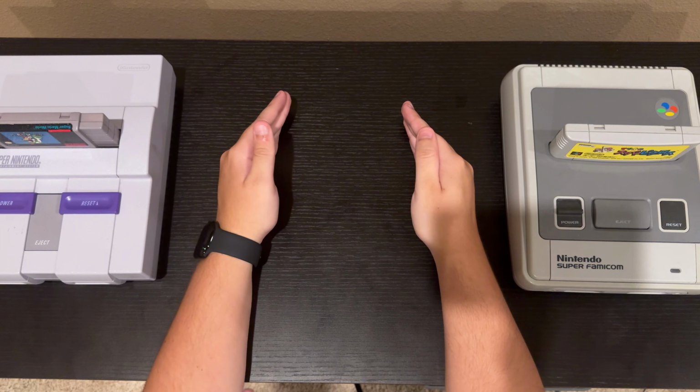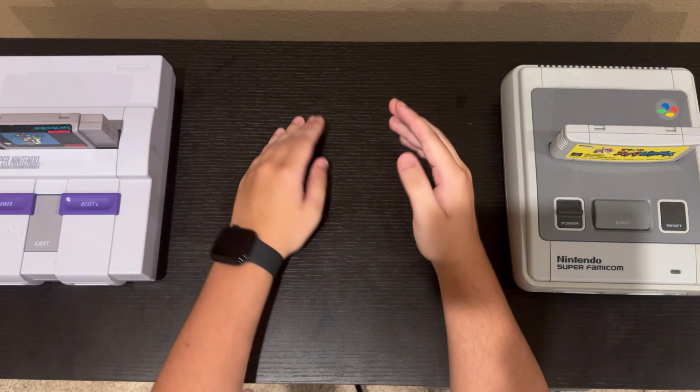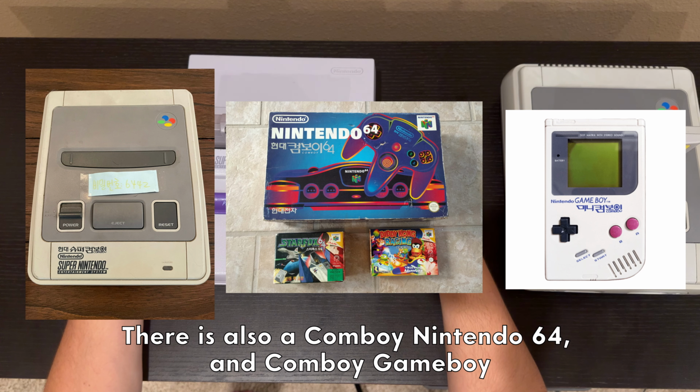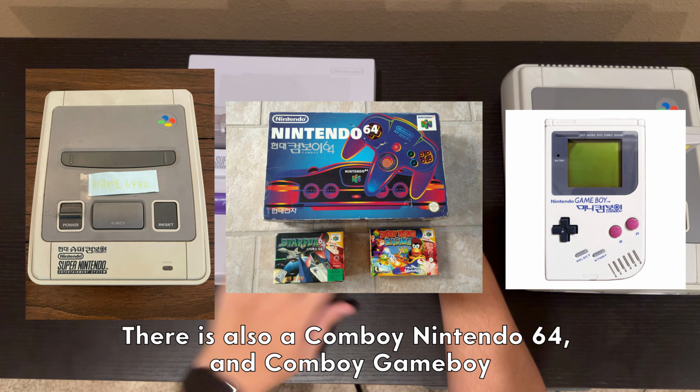So, yeah. Oh, and I forgot to mention with the Super Nintendo, there's a Super Comboy in Korea as well.